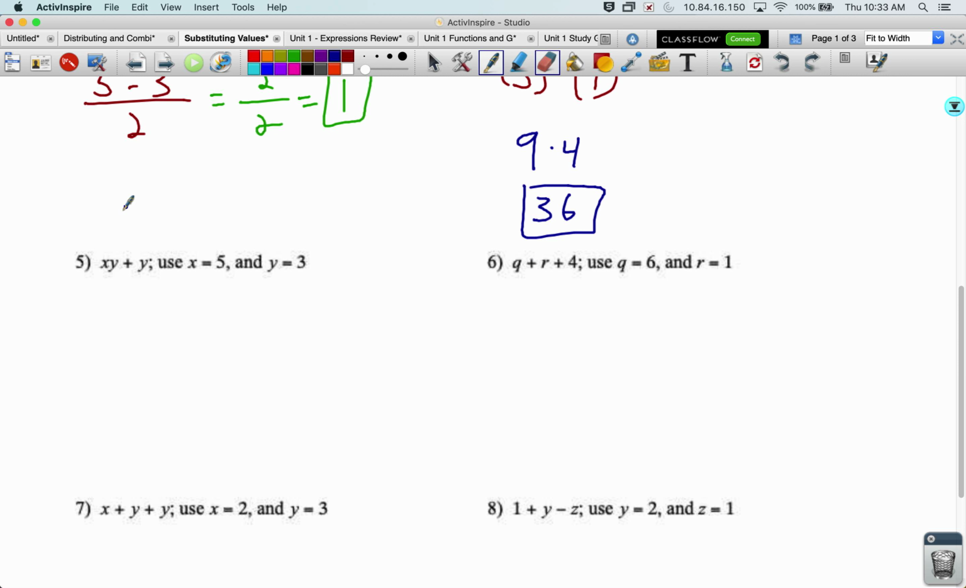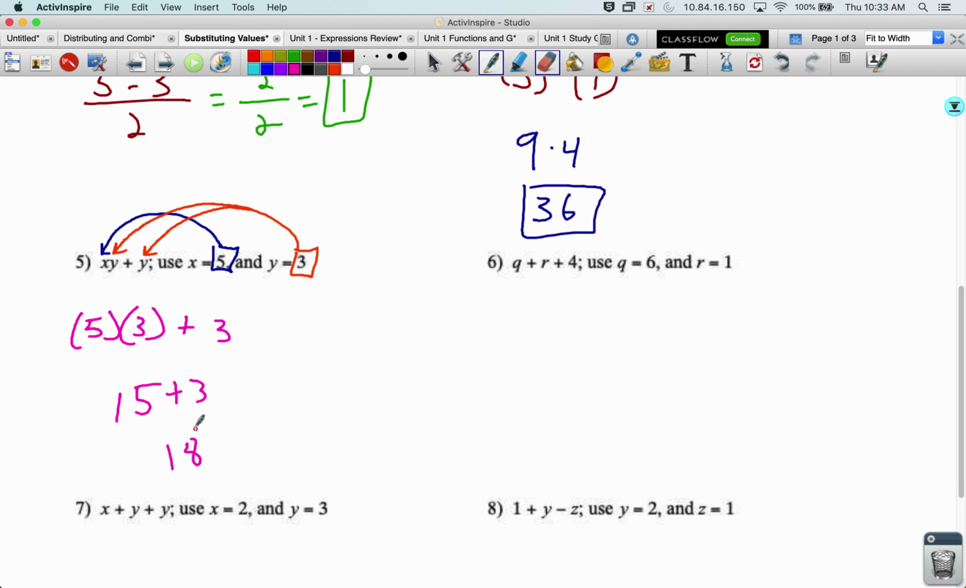Let's look at problem number 5. We've got a 5 that's going to replace the x. There's 2 copies of y, so this 3 has to go both to this y here and to this y here. Both will become 3's. And now, so this doesn't look like a 53, I'm going to write it as 5 in parentheses, 3 in parentheses, and this tells me I need to multiply. This is one way to show multiplication. It's just 2 numbers in parentheses next to each other. Plus 3, do the multiplication first. 15 plus 3, that equals 18.